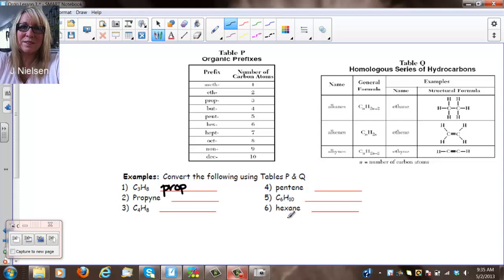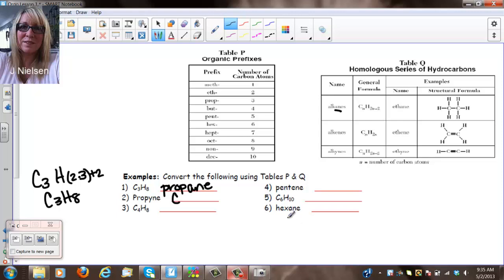So you have to see where it fits. So we go to the first formula, and we do C3, H, and then 2 times 3, because this is your number of carbons, plus 2. So 2 times 3 is 6, plus 2 is 8. So this is really C3H8, which is what we have. So we know that it's an alkane, and it's going to end in ane. So this is propane.